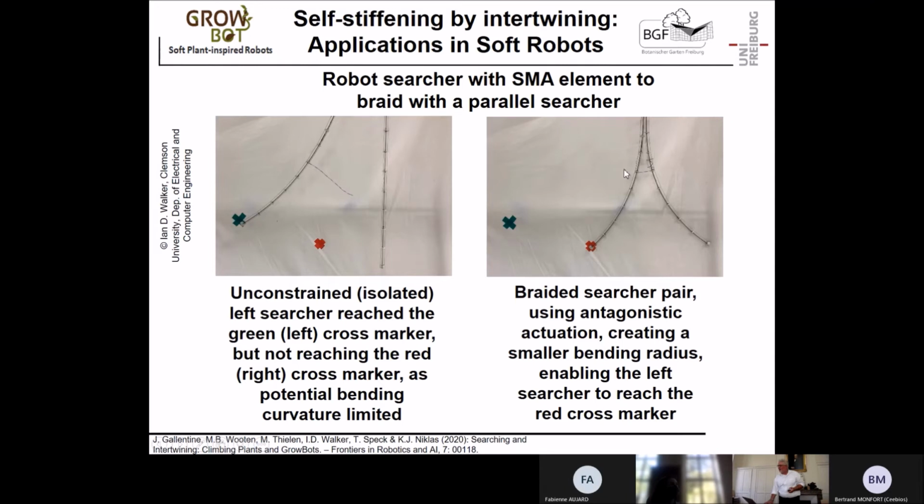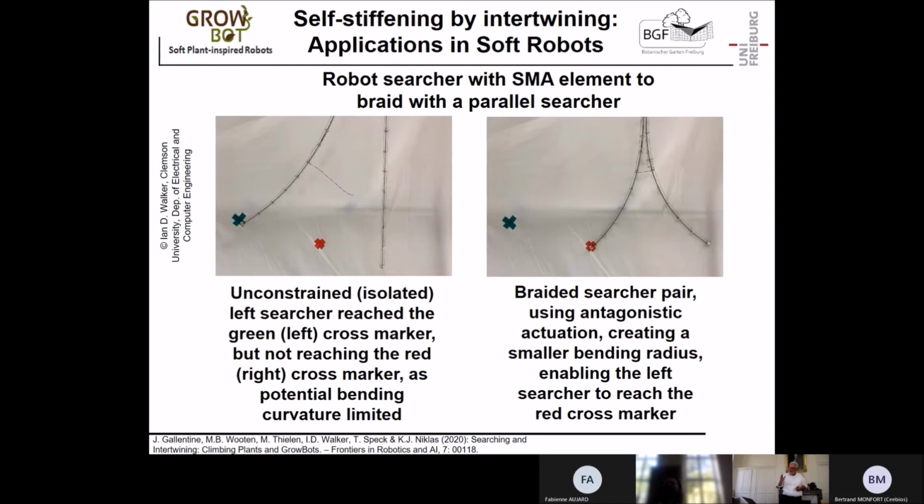If you braid them together here and make an antagonistic movement, this one moves in this direction, that one moves in that direction, then you increase the curvature and you can even reach the red cross. So it's a very simplified thing just to show that braiding can really help to make better soft robots.